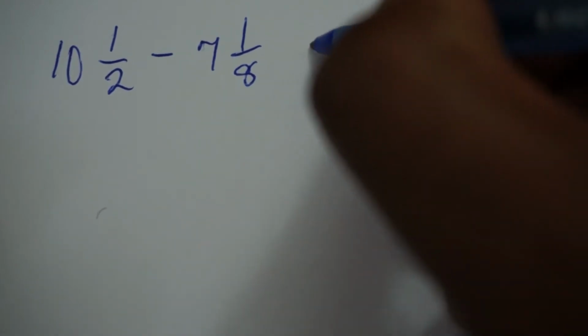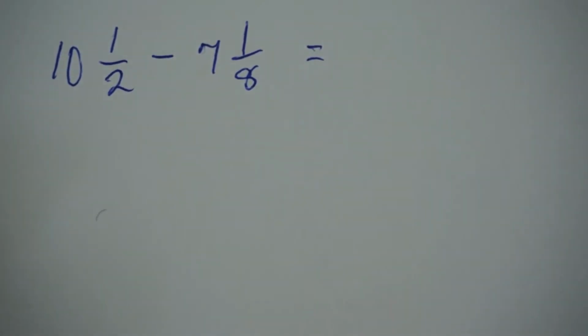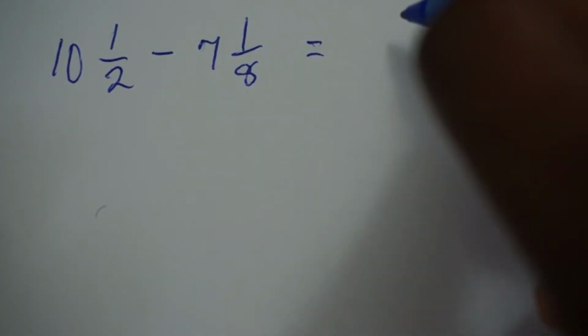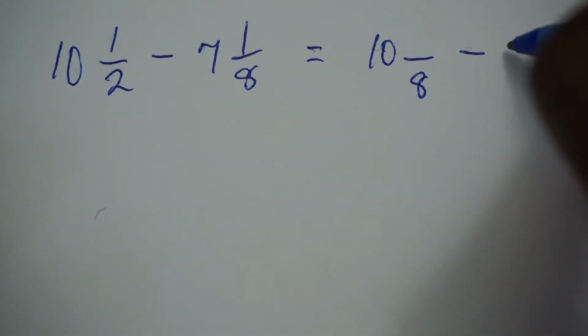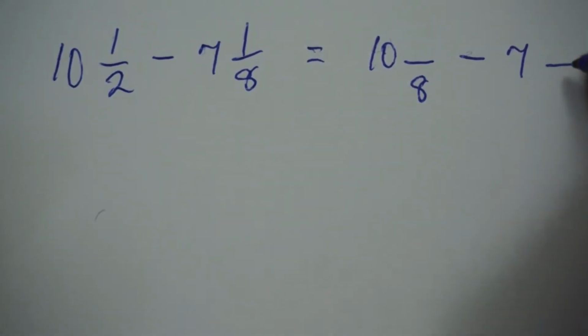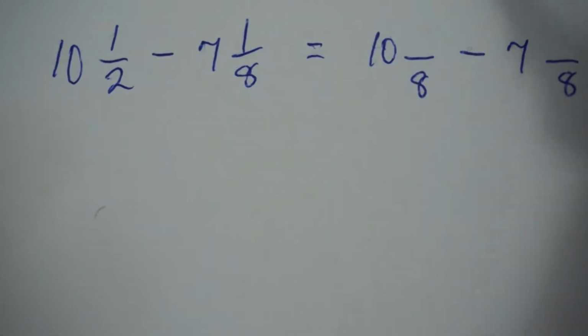So I'm going to rewrite this problem with the common denominator. Remember, the way that we do that is we see the times tables of 2 and 8. The first number that we come across, which is 8, is what our denominator will be. So I can write this as 10 something over 8 minus 7 and something over 8. The something over 8 is 1 over 8 already.